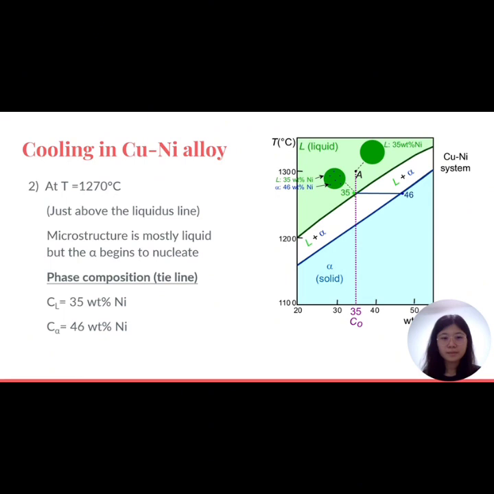At a temperature of 1270 degrees Celsius, which is just above the liquidus line, the microstructure is mostly liquid, but the alpha phase will begin to nucleate.